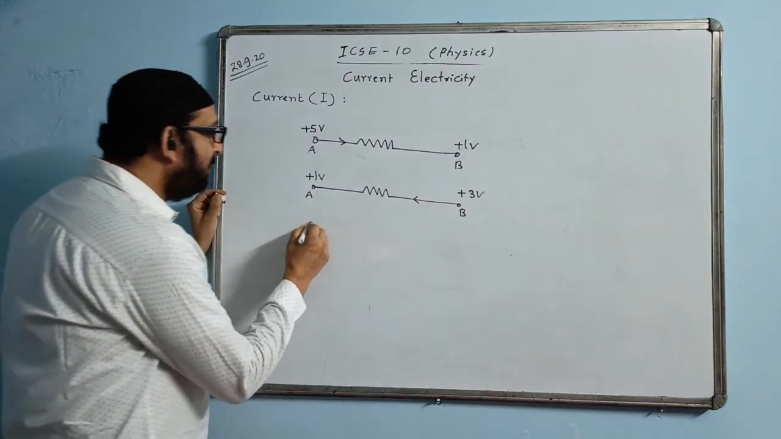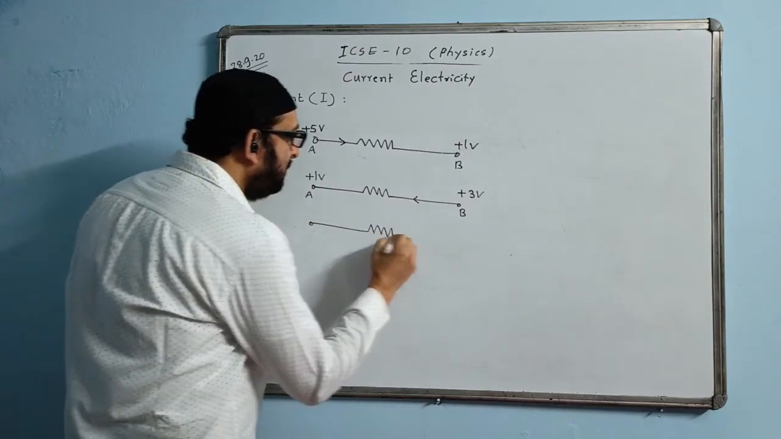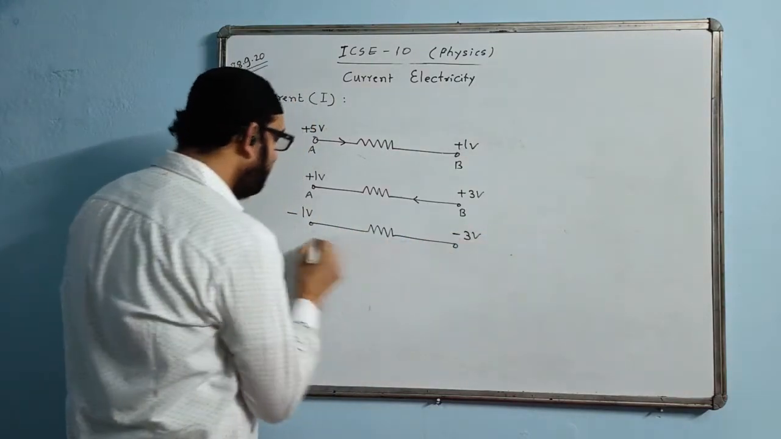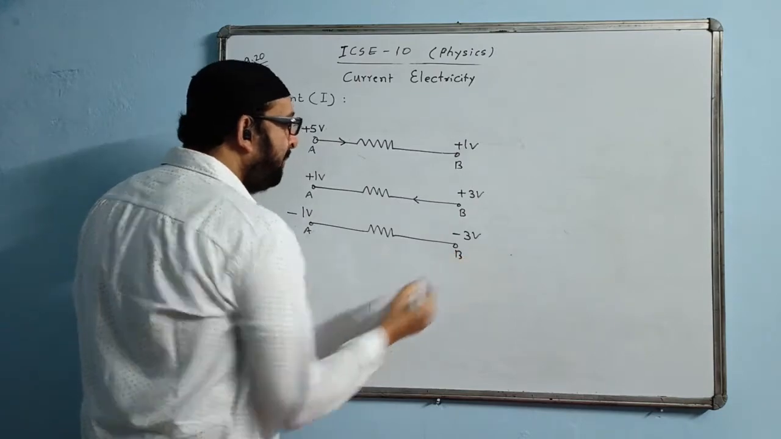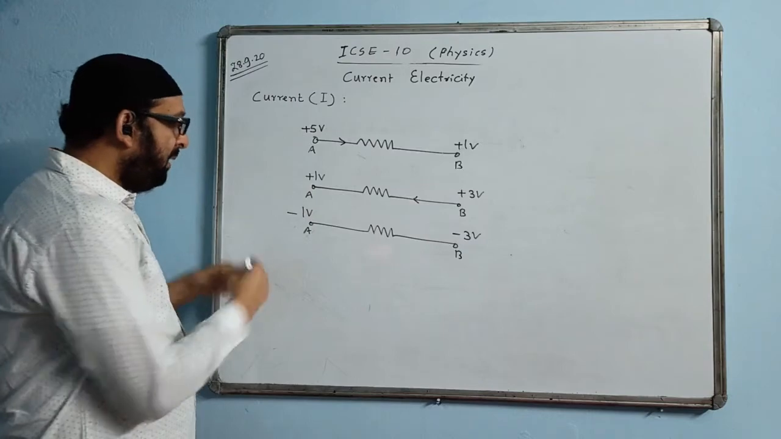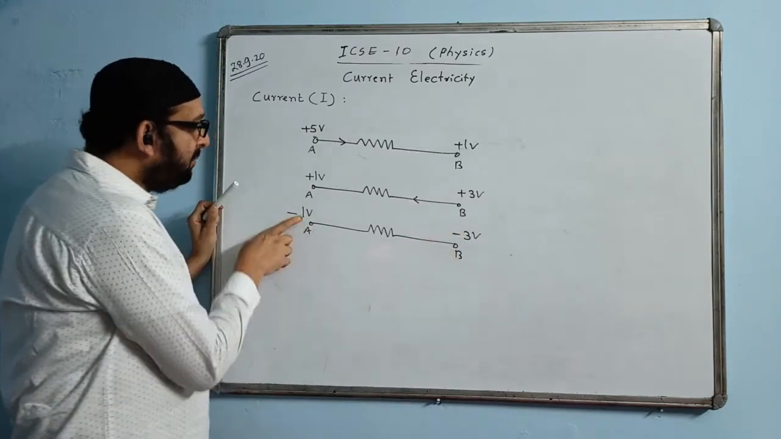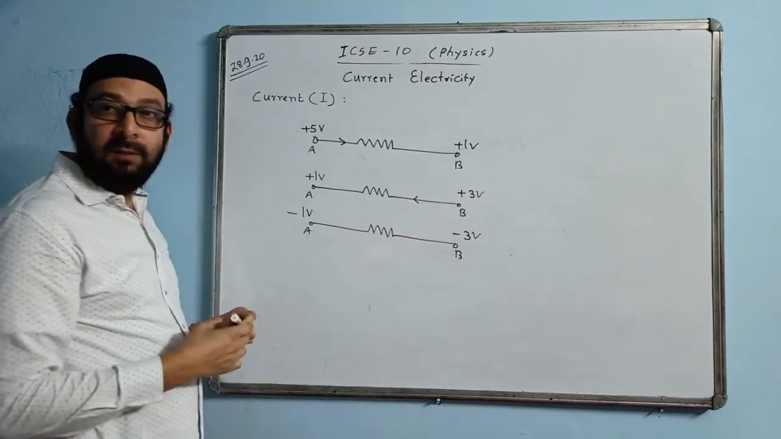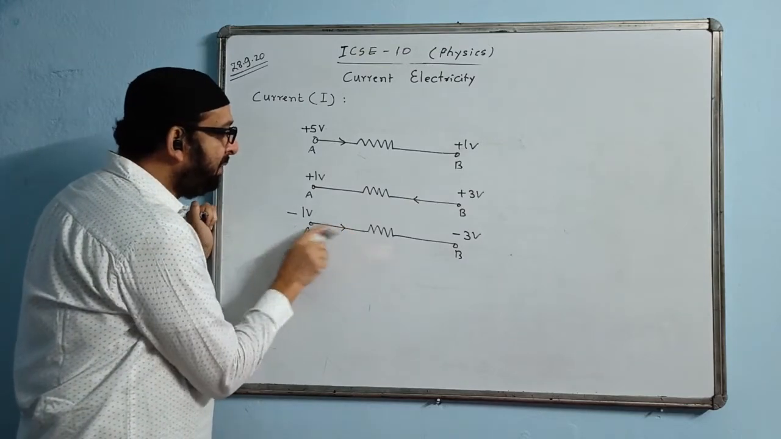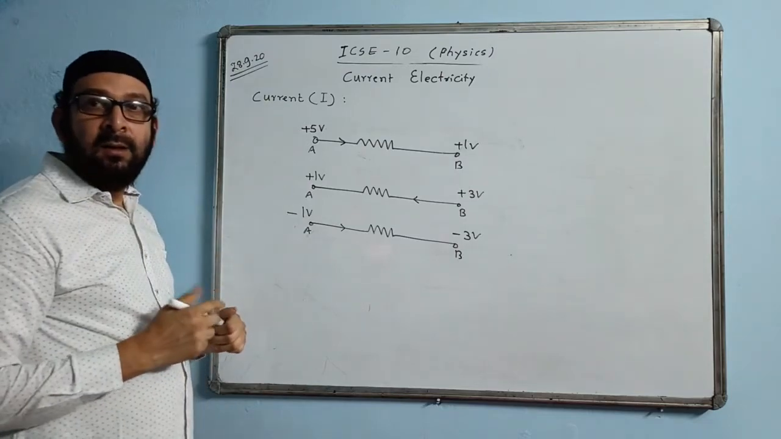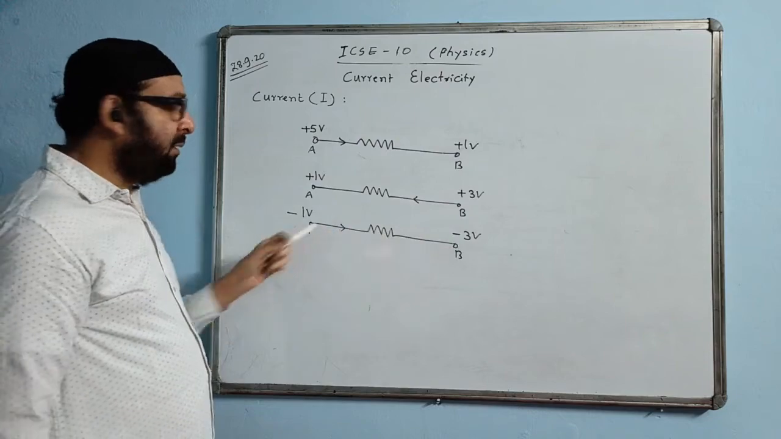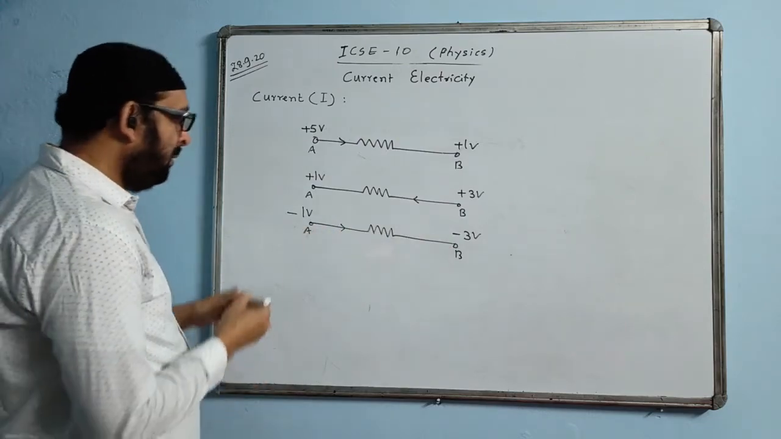Similarly, suppose you are having a situation like this. Minus 1 volt, minus 3 volt. This is A and this is B. What direction will current flow? We say A is minus 1 and B is minus 3. So minus 1 is bigger than minus 3. In minus sign, the smaller number is bigger. So the direction of flow of current in the conductor will show like this, A to B, whereas the electron will be flowing from B to A. That is how you mark.